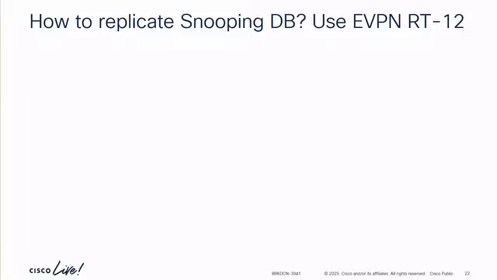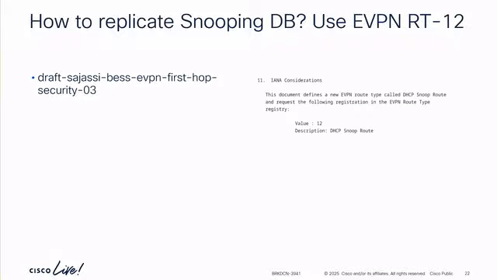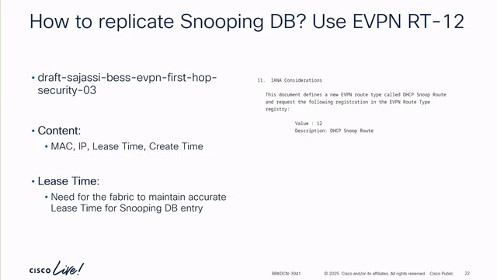Just like that, we have route type 12, which is used in order to transport the DHCP snooping credentials all the way across the entire fabric so that it can be populated on the different VTEPs. There is a standard for it, as we see out here, and some information related to that. But the content is what we need to look at. What is the content of route type 12? It should have the MAC, yes. It should have the IP address. It should have the lease time because it came from the DHCP server; I need to retain that. It also has something called create time, the time when DORA got completed, which we will see a little later as to what it means.